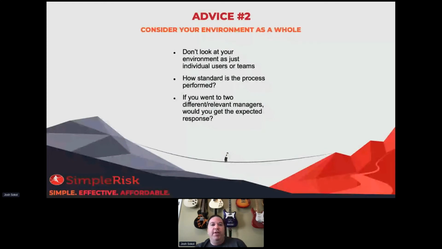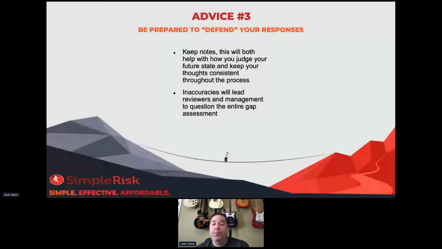My third piece of advice here is be prepared to defend your responses. In our case, after Alex and I did this exercise, and this was not a simple exercise, this was not a one-day exercise, it probably took us 2 weeks to go through all the different NIST CSF responses and come up with that.